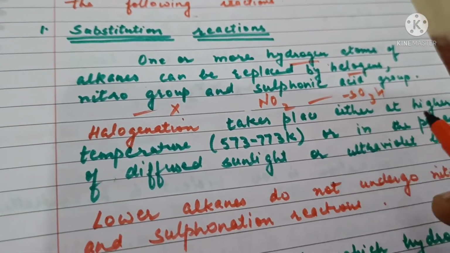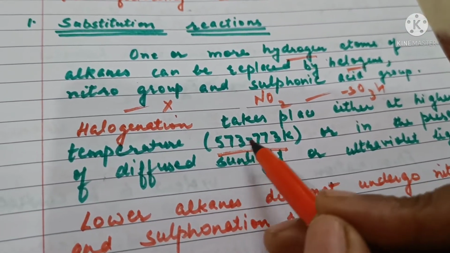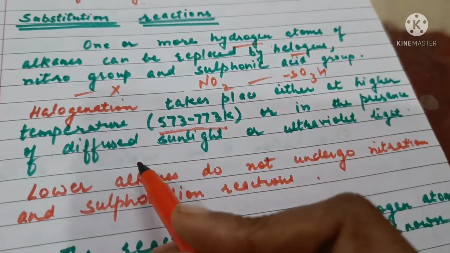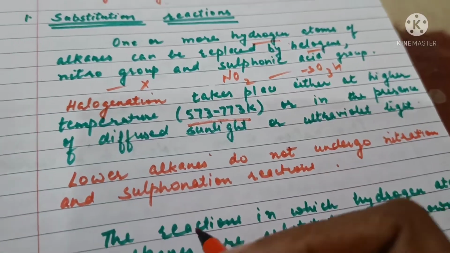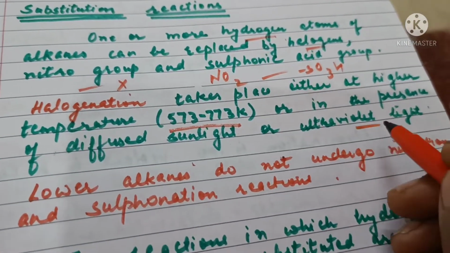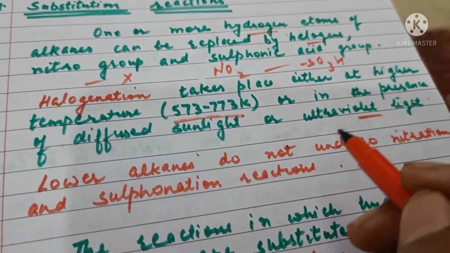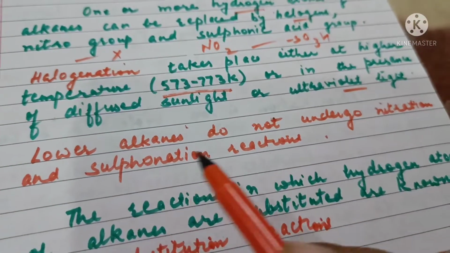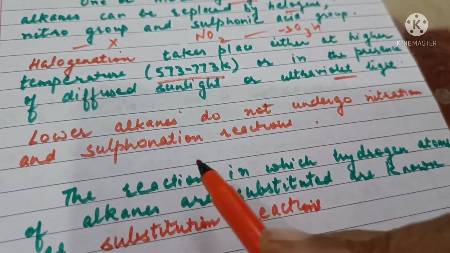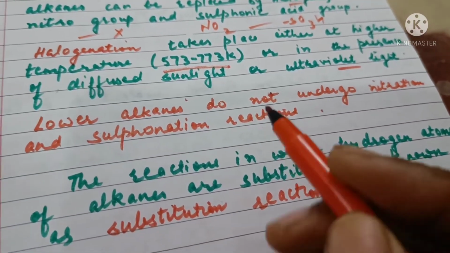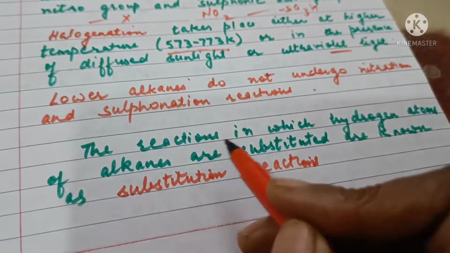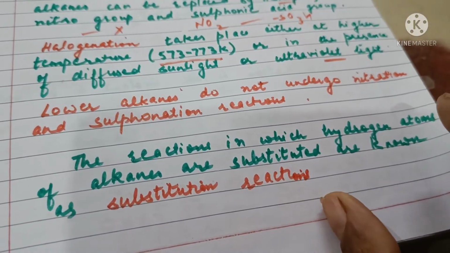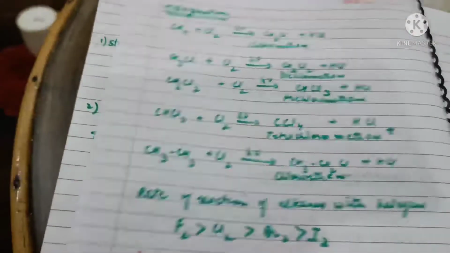Halogenation takes place either at higher temperatures like 573 Kelvin to 773 Kelvin or in the presence of diffused sunlight or ultraviolet light, which has high energy and can provide the energy needed for breaking of the bonds. Lower alkanes do not undergo nitration and sulfonation reactions, only halogenation reactions. The reactions in which hydrogen of alkanes is substituted are known as substitution reactions.